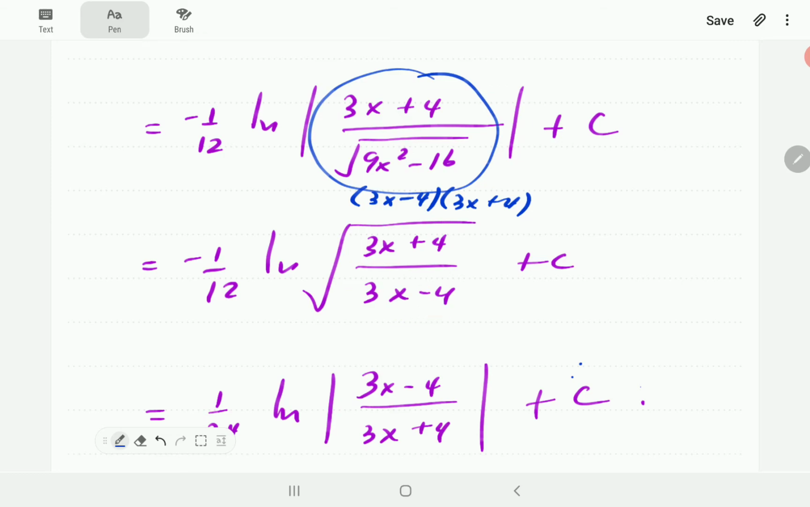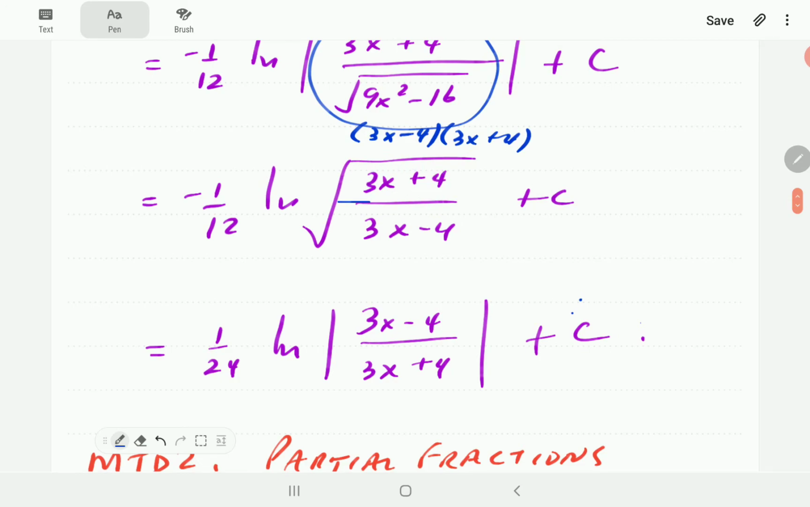So using properties of logs, we can bring the power half this side, so this becomes 24. If you take the negative up, then that means we flip these two, and so that's going to be our answer.